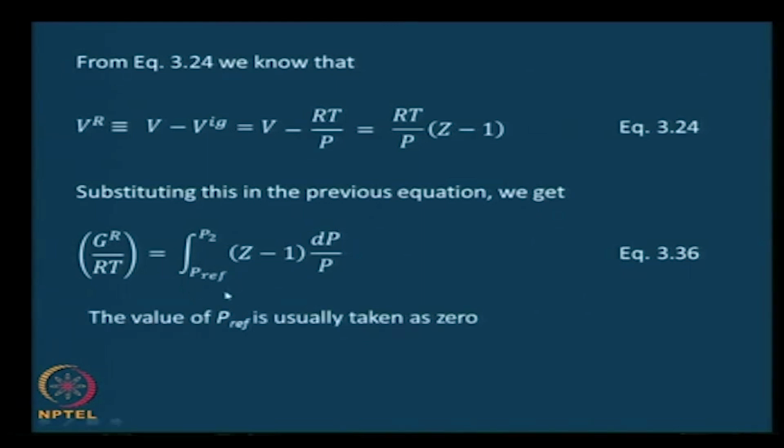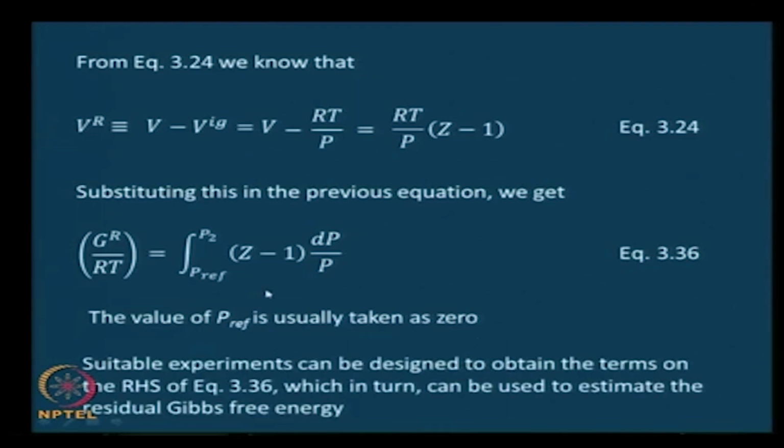The value of P reference is usually taken to be 0, which is fine, and if that is the case, then you can design suitable experiments to obtain the terms on the right hand side of this equation 336, which can in turn be used to calculate Gr by RT, the residual Gibbs free energy. And from the earlier equations, we could relate the Gibbs free energy, the generating function, to get the other thermodynamic variables Ur, Sr, Hr, and Ar, and from the residuals you can get the actual quantities.